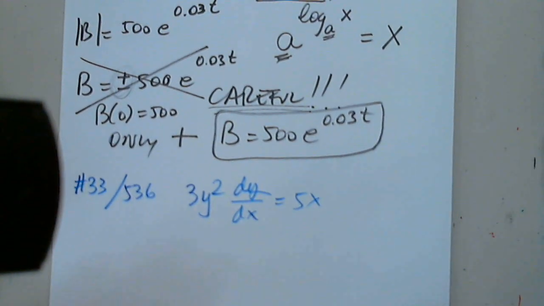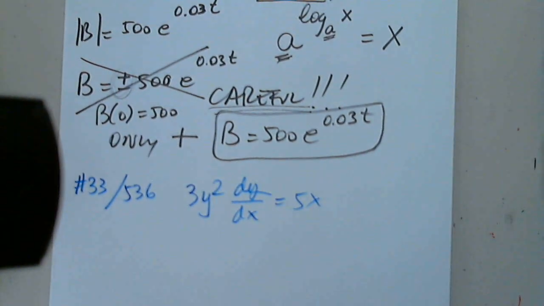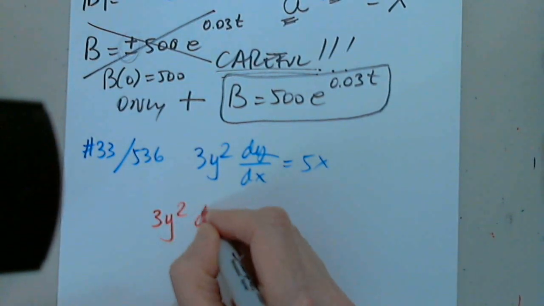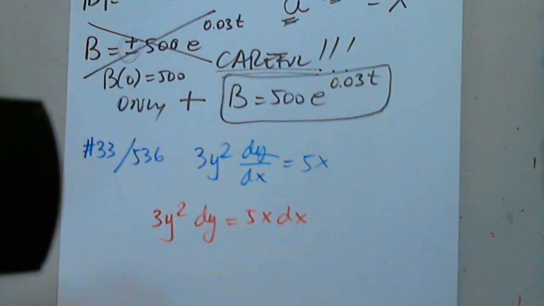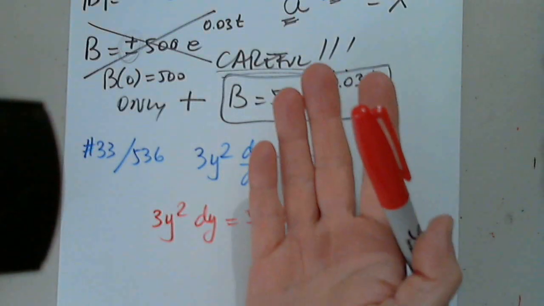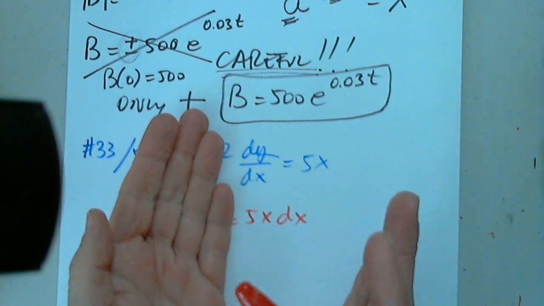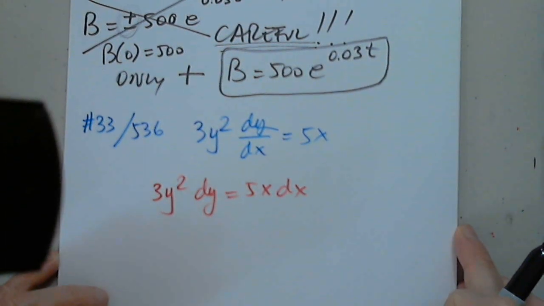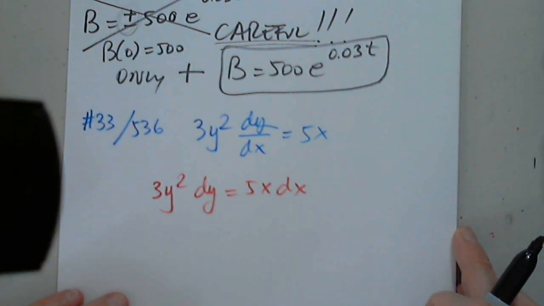Okay, perfect. Can anyone give us an idea of how to start? What do I need to do first? Multiply both sides by dx. Of course, excellent. So 3y squared dy equals 5x dx. Are they completely separated? Y only here and x only here? Yes. Perfect. What is my next step once I've separated them? Divide by dx.